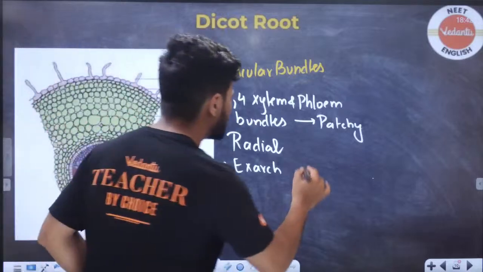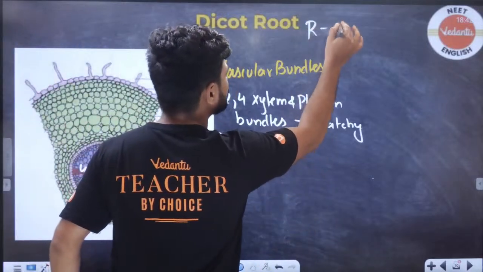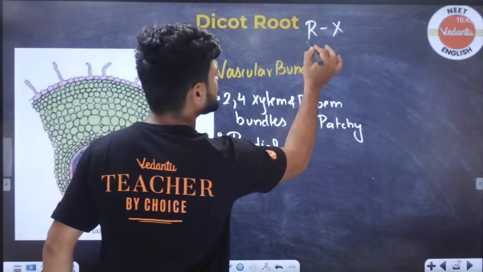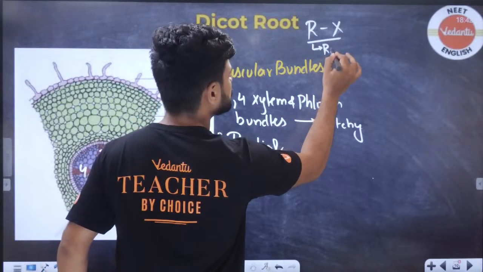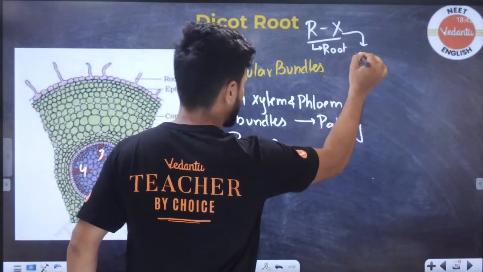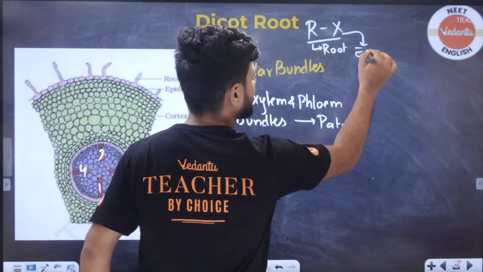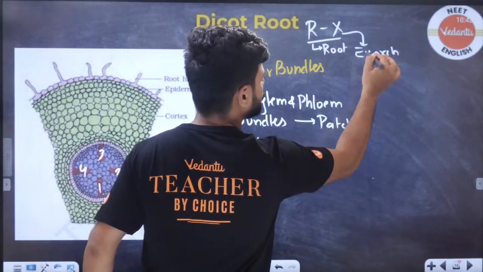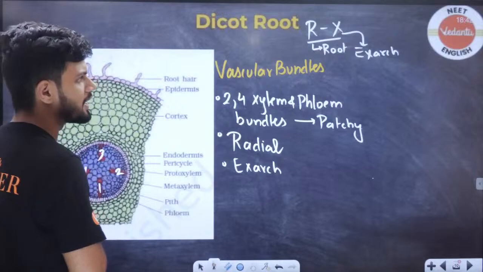Rx. How do I remember it? I remember it as Rx. Rx bike, you know, right? So Rx bike is nothing but root. Root is always exarch condition. Okay, root is always exarch condition, Rx bike.